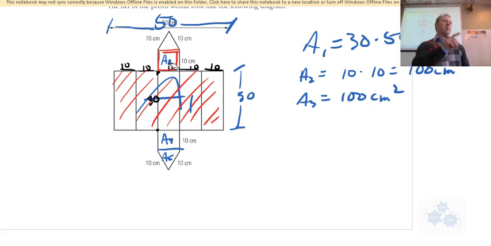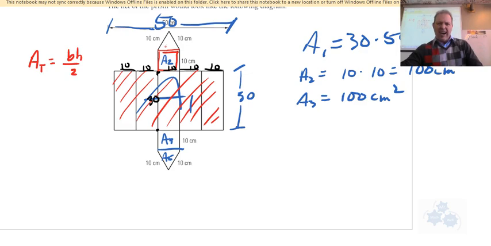Area 4 and 5 are going to be the same too, but area 4 and 5 are a little tricky because they're triangles. Do you remember what the formula for the area of a triangle is, anyone? Very good. Base times height divided by 2. That's exactly right. So area of a triangle is base times height over 2, or 1/2 base times height. Same thing.